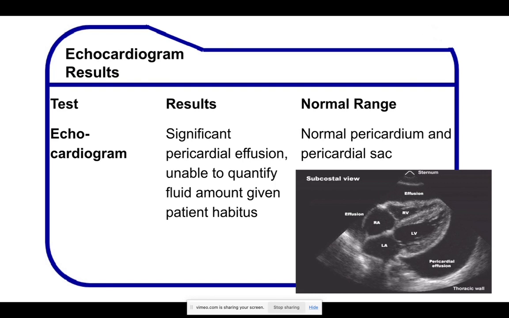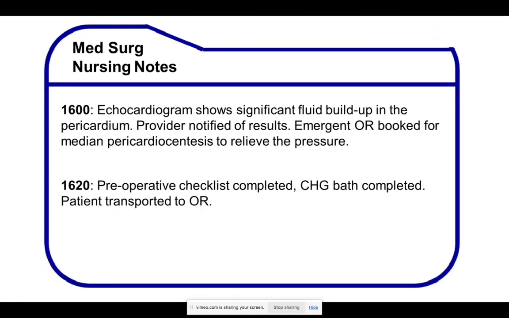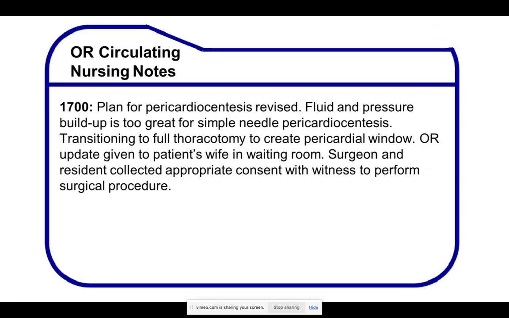So the results of the echocardiogram was significant pericardial effusion, which is unable to quantify fluid amount given patient habitus. For the nursing notes, it says echocardiogram shows significant fluid buildup in the pericardium. Provider notified of results. Emergent OR booked for median pericardiocentesis to relieve the pressure. Preoperative checklist completed, CHG bath completed, and the patient was transported to OR.